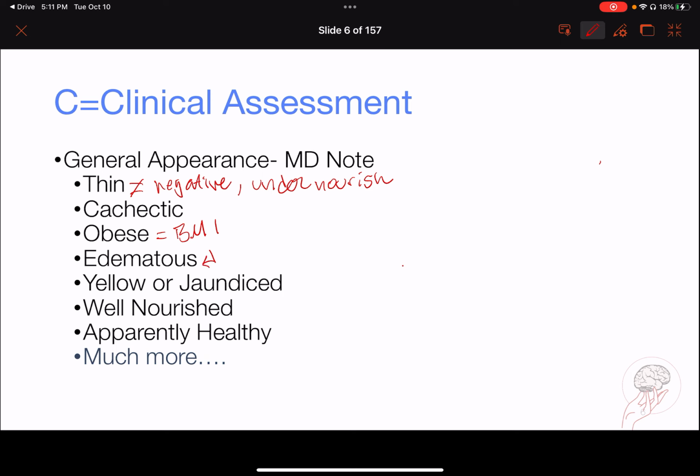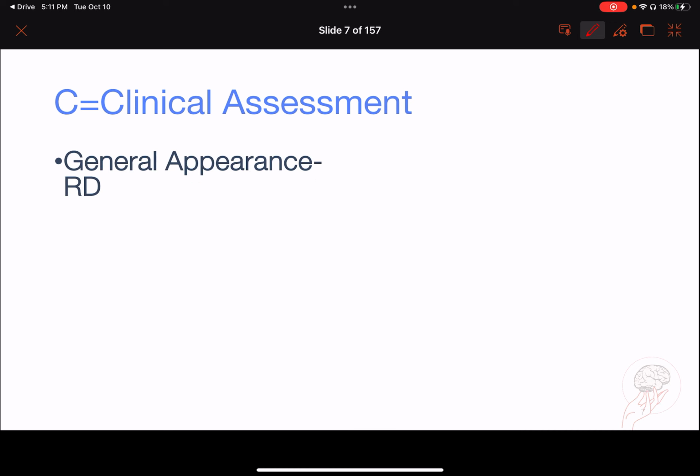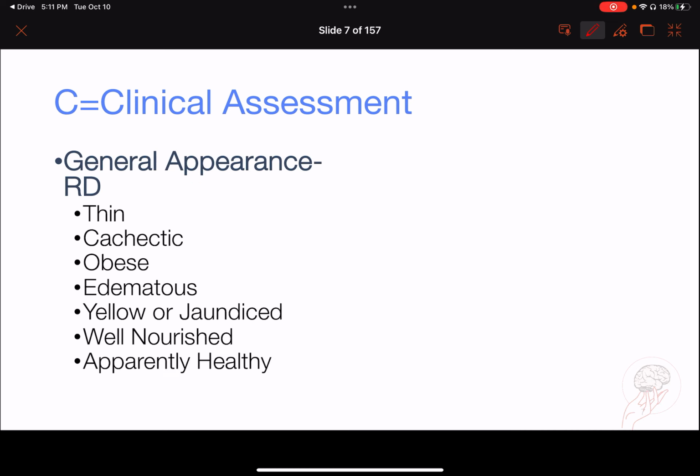Do they have edema? So fluid buildup. Are they yellow or jaundiced? Do they look well nourished, apparently healthy? There's a lot of potential general appearance notes. But for the registered dietitian, usually it has something to do with either thin, cachectic, obese, edematous, very similar.